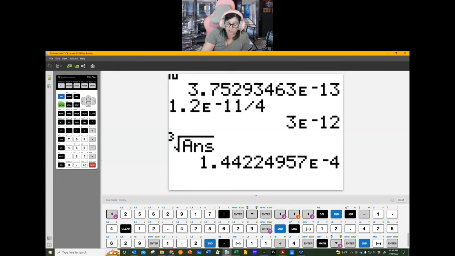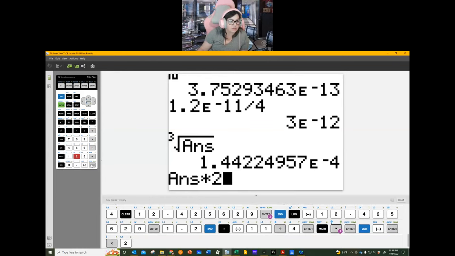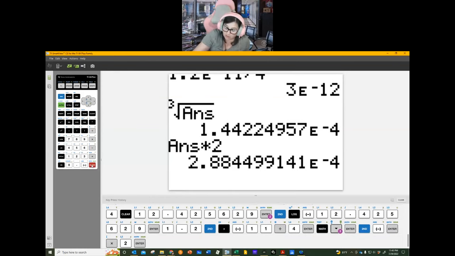In order to look at what my OH minus is, however, that's a 2x. That's how we got there. And so since that's a 2x to get OH minus, then we have to multiply this value by 2 to get the OH minus. And so my OH minus is 2.884499141 times 10 to the minus 4th. Okay, awesome. I can take the negative log of that.